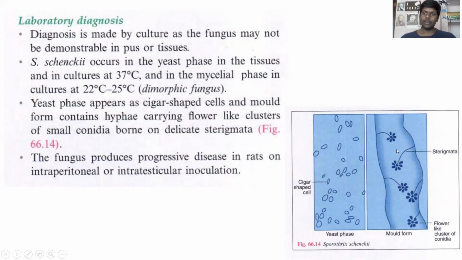In mycelial form, at room temperature, you will see flower-like structures, whereas at body temperature, that means at 37 degrees centigrade, you will see cigar-shaped yeast cells. So since it is dimorphic, you will see both morphologies.